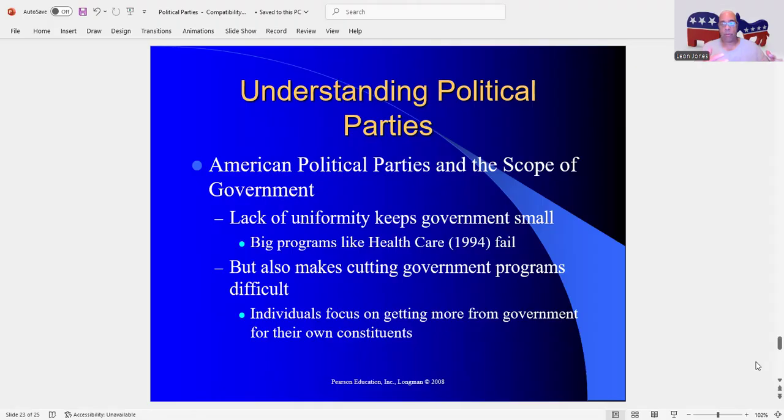basically, the individuals focus on getting more from government for their own constituents. Well, that sounds true, but who are the constituents? Big donors. See, in politics, basically, you need an issue, you need to be well funded, and you need to be well organized. And this is the problem with Black people. We're none of those. So basically, Black people have been following the Democratic Party because their whole scope is on living off of government.